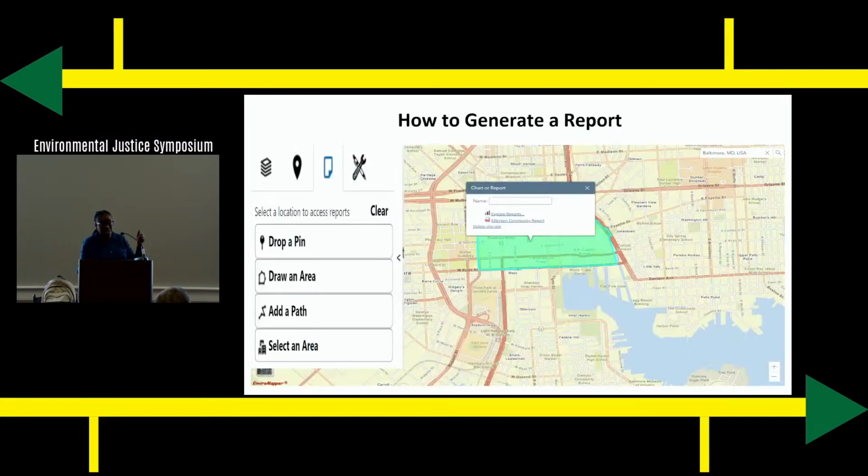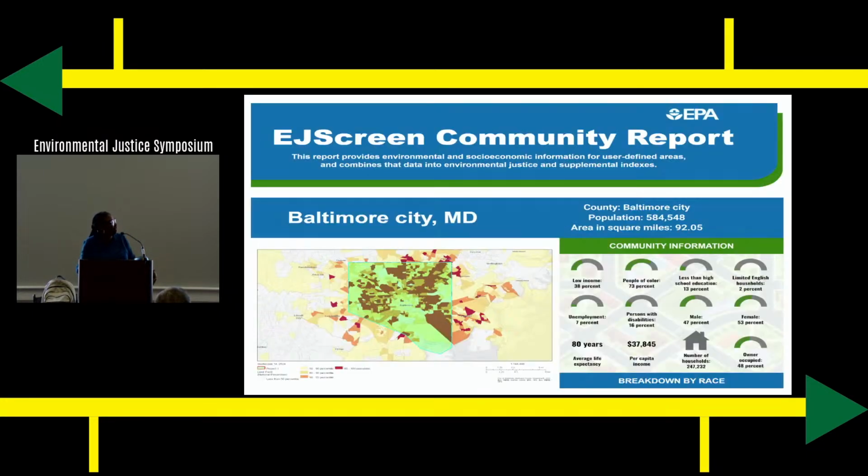So when you want to generate a report, it gives you both kinds of information. Here, this is Baltimore. I selected the county because I wanted to see the report for Baltimore County. So it gives you the map and also the community report. It gives you data for low income, people of color, high school. So it gives you both demographic data and environmental data, a community report for that particular place.